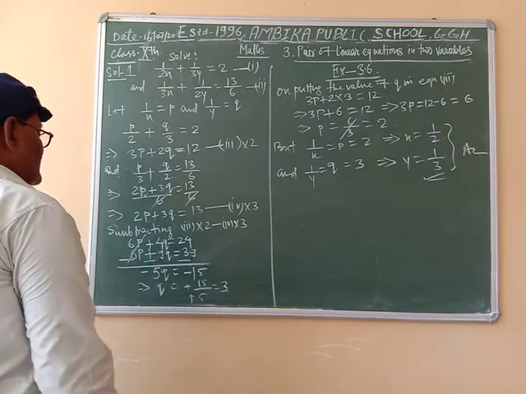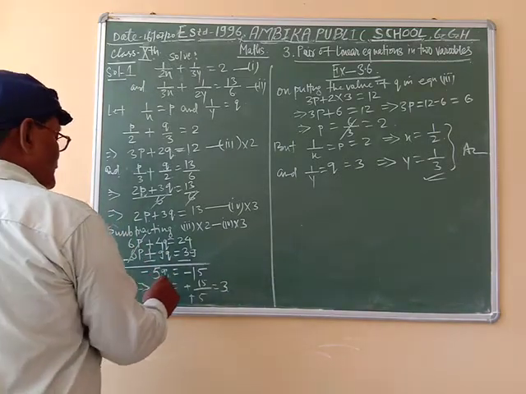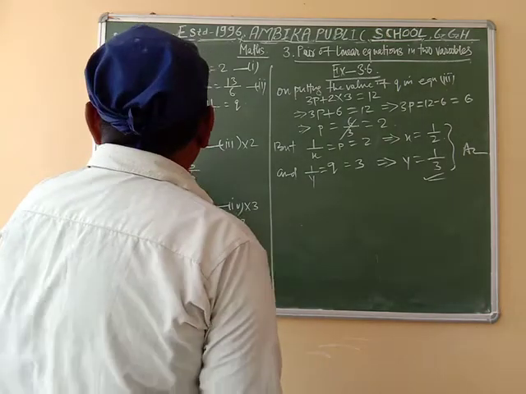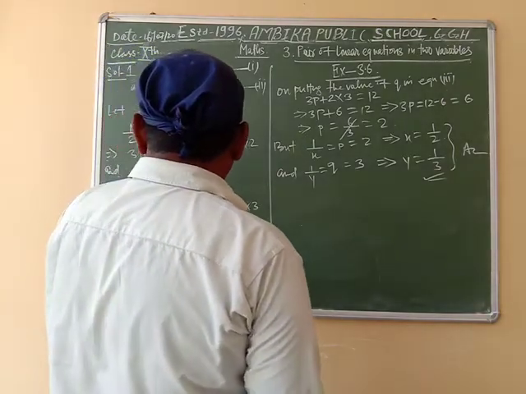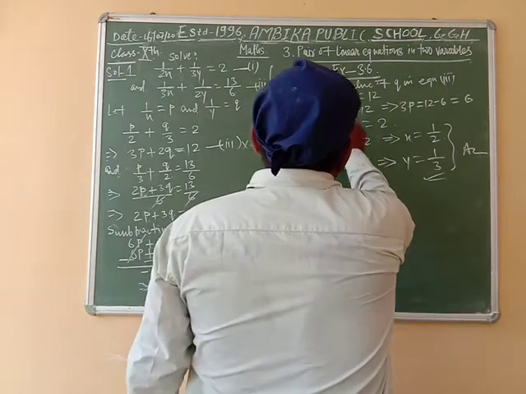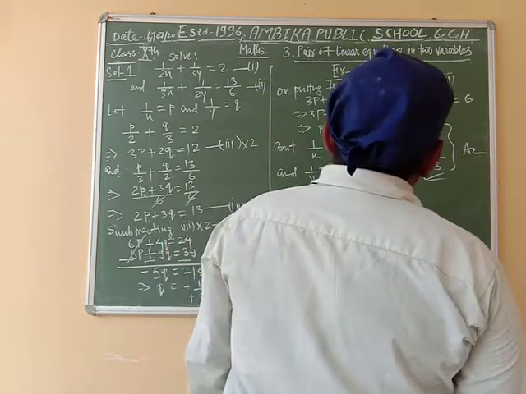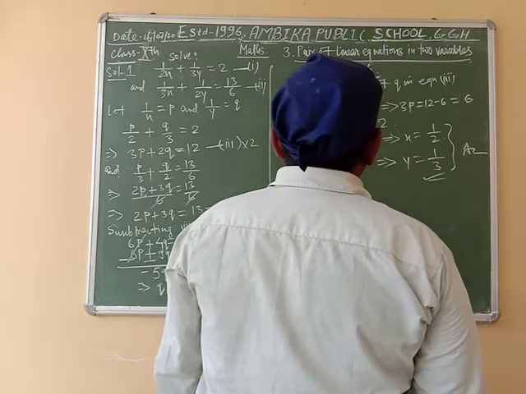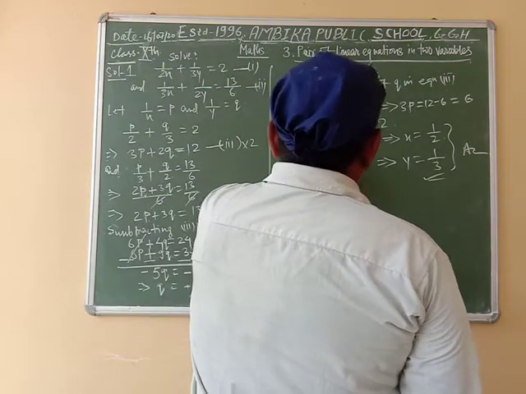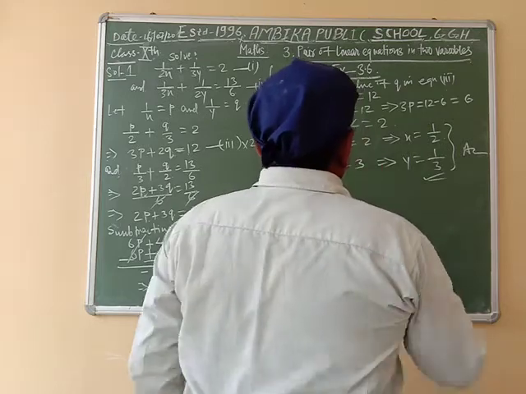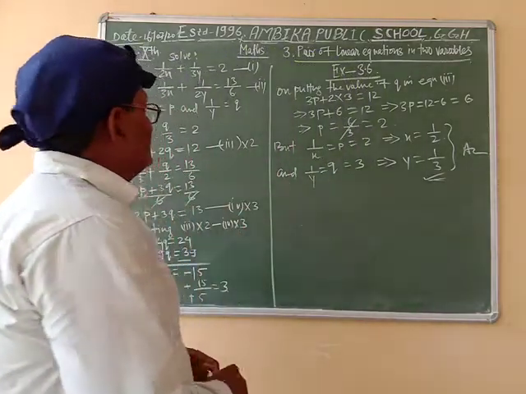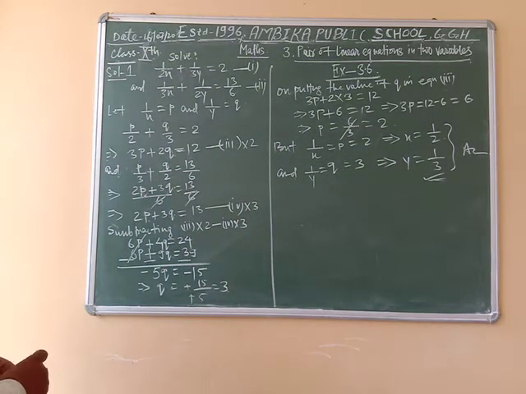Subtracting, so q equals 3. On putting the value of q in equation number 3, we have 3p plus 2 into 3 is equal to 12, so 3p plus 6 equals 12, 3p is equal to 12 minus 6 equals 6, therefore p is equal to 2. But we have considered 1 by x is equal to p, which is 2, so x is equal to 1 by 2 and y is equal to 1 by 3. So using this method, you can solve the equation.